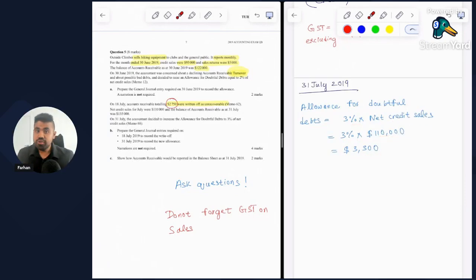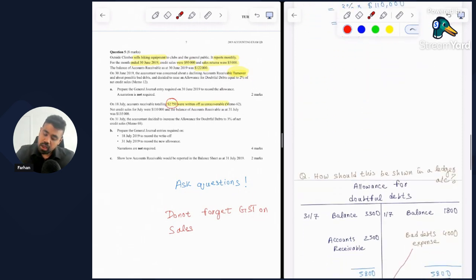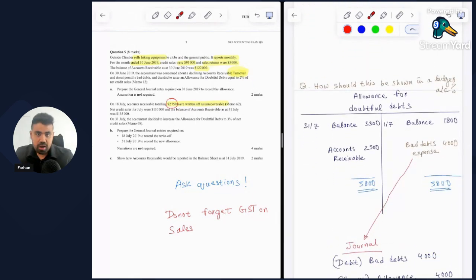Now, we want to show what happens in the ledger account, and this is very important that you understand this. So here I have the allowance for doubtful debts account again, and you can see that I have the opening balances and the closing balances in this case. Now, the opening balance in this case is on the credit side, and we just had a discussion a while ago. Why is this on the credit side? Because this is a contra asset account, which tracks the reduction of a relevant asset account, and that relevant asset account in this case is the accounts receivable.